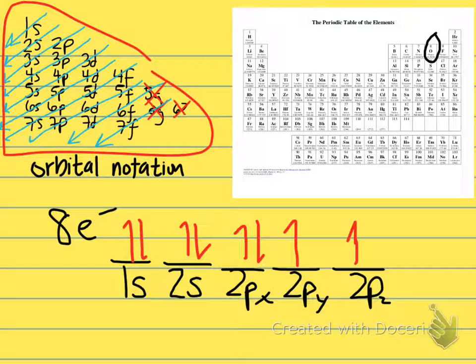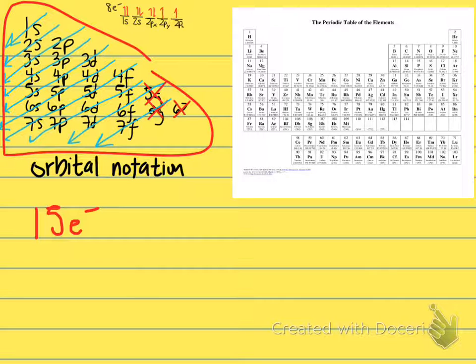That's it. That's the orbital notation for an atom with 8 electrons. So let's do a couple more together, and then I'll turn you loose to practice some. Let's show the electron configuration using orbital notation for an atom that has 15 electrons.